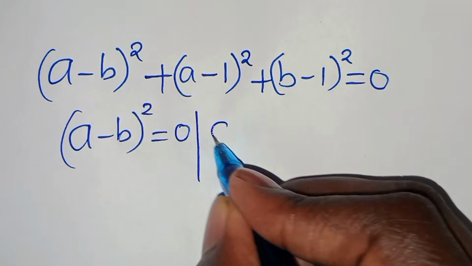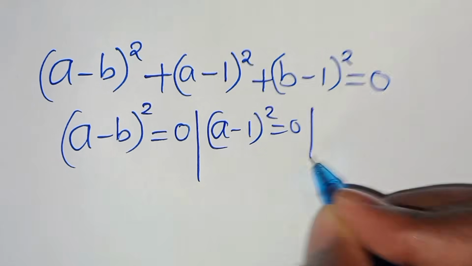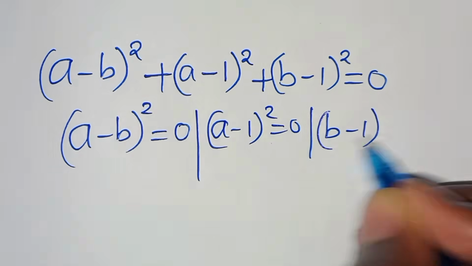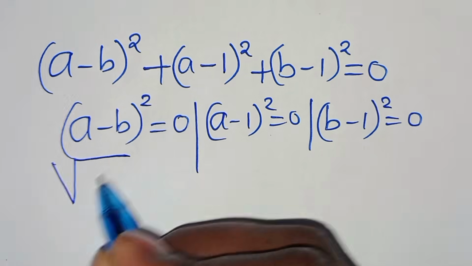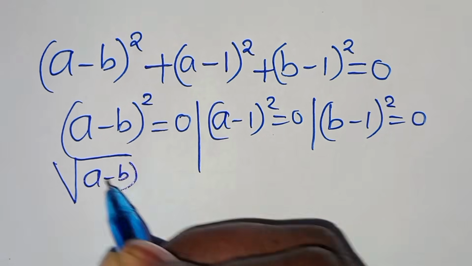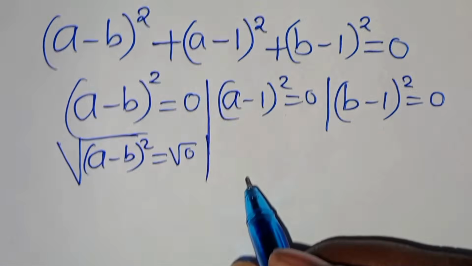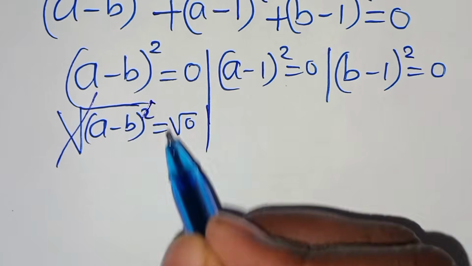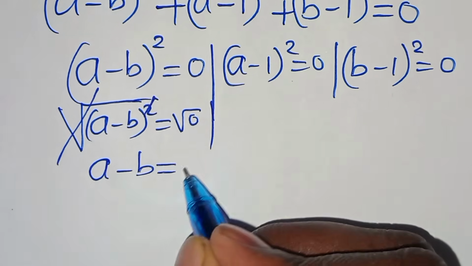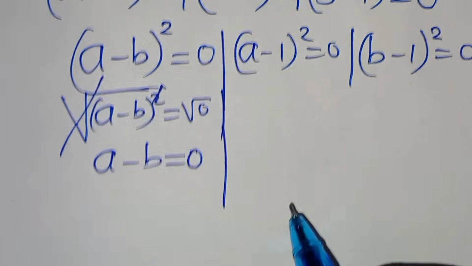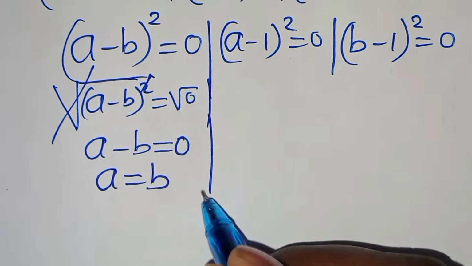Then we have (a minus 1) to the power of 2. This is equal to 0. Then we have (b minus 1) to the power of 2. This is equal to 0. So this means that the square root of (a minus b) to the power of 2 is equal to the square root of 0. And this means that we simplify here, that a minus b is equal to the square root of 0, which is 0. This is to mean that a is equal to b.